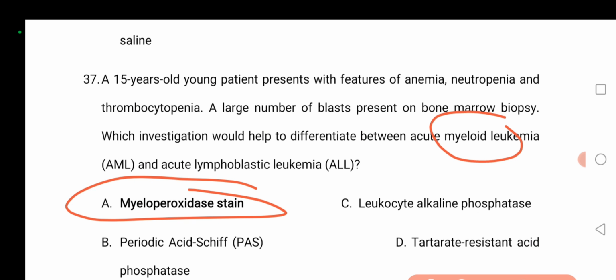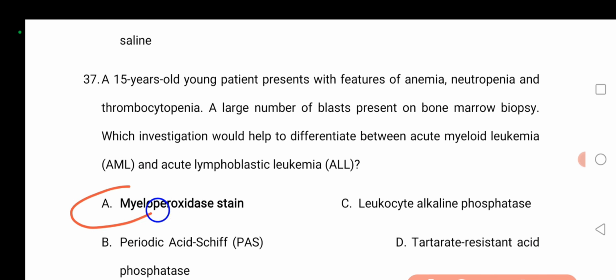Okay. It's very distinctive for myeloid cells. It's not present in lymphoid cells or lymphoid blasts. So the correct answer will be A.